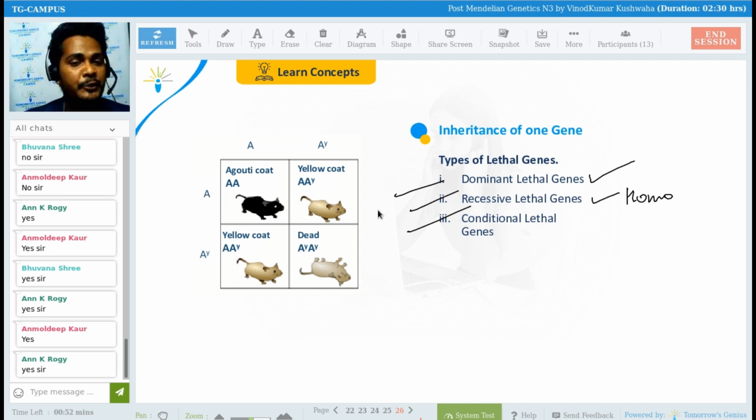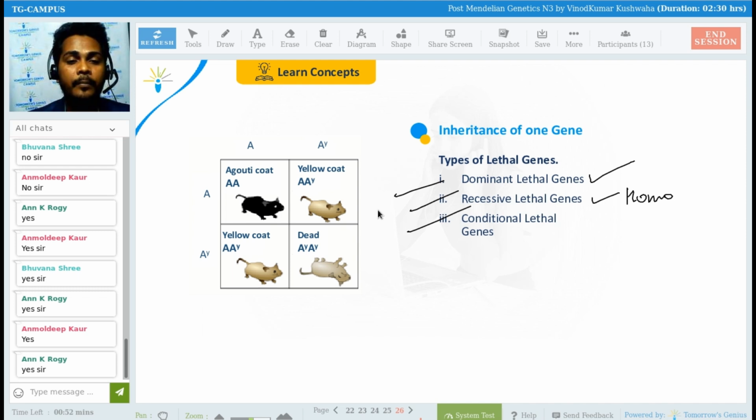So environment is a condition, and it may prove lethal when the environment is changed. That means if the environment is suitable, it is okay. If the environment is changed, that gene causes a drastic change in the particular individual, and because it depends on the condition of the environment, it is called the conditional lethal gene.